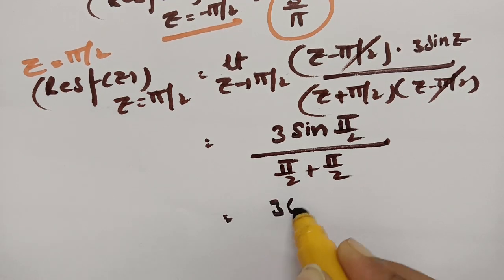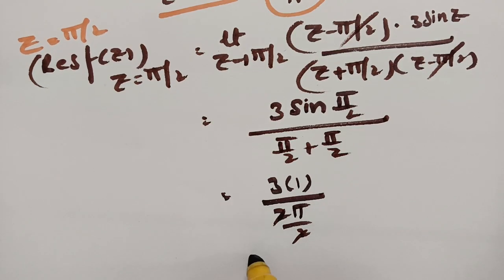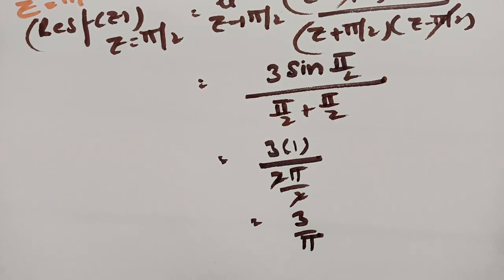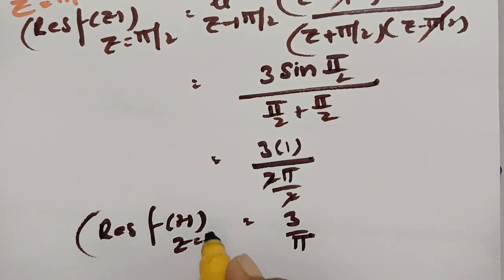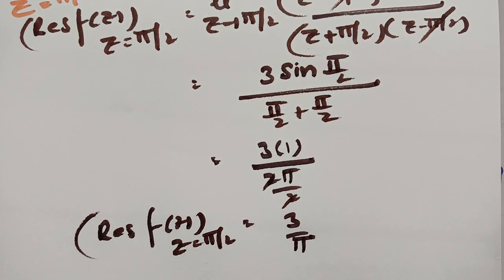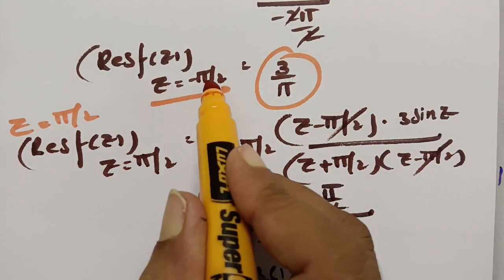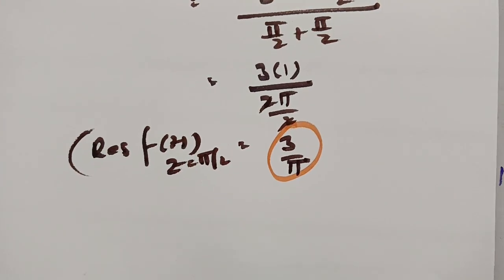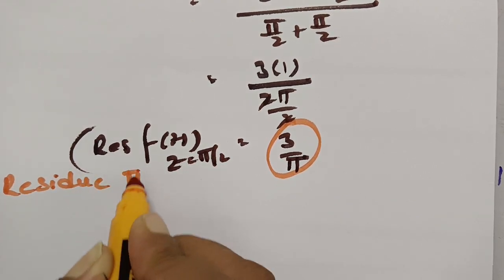So this is 3 into 1, and this value is 2 pi by 2, so if I cancel, the value here is again 3 by pi. This is the residue value of f of z at the pole z equal to pi by 2. So for minus pi by 2 it is 3 by pi, and for plus pi by 2 it is also 3 by pi. Therefore, according to our residue theorem, what does the residue theorem state?